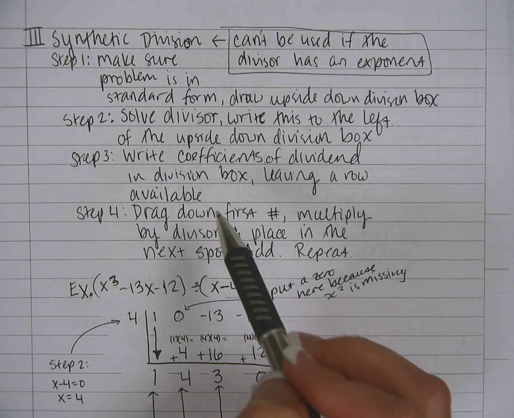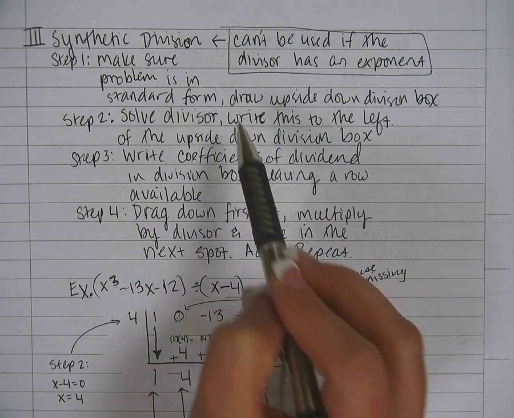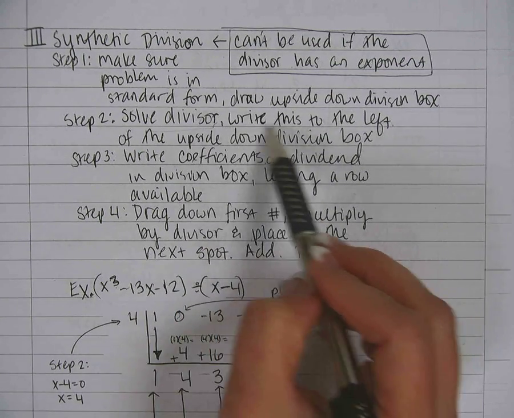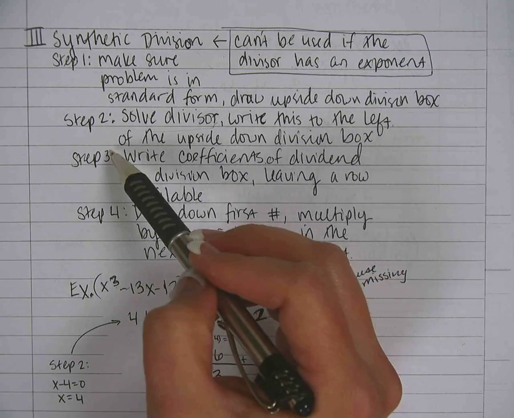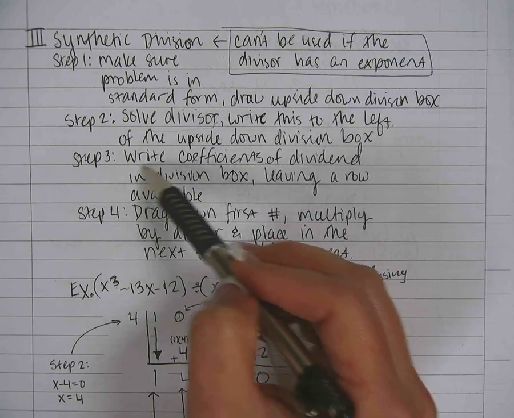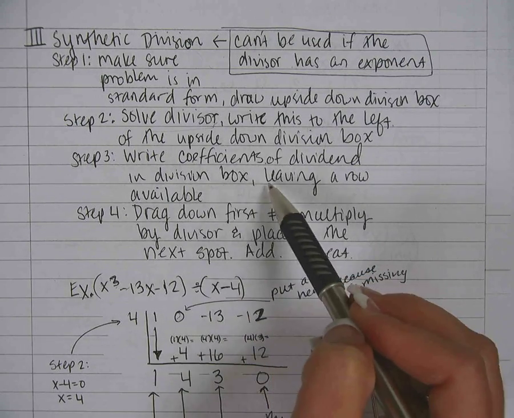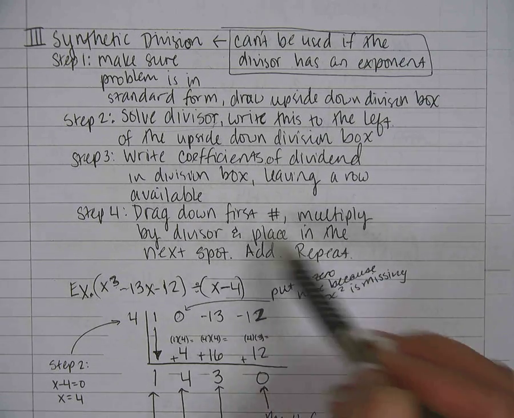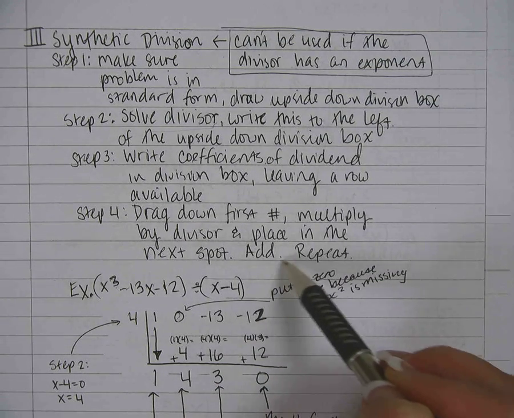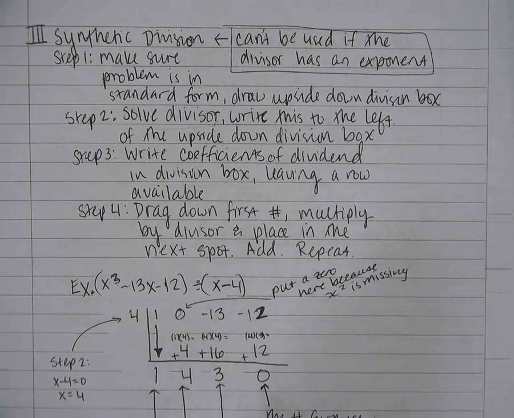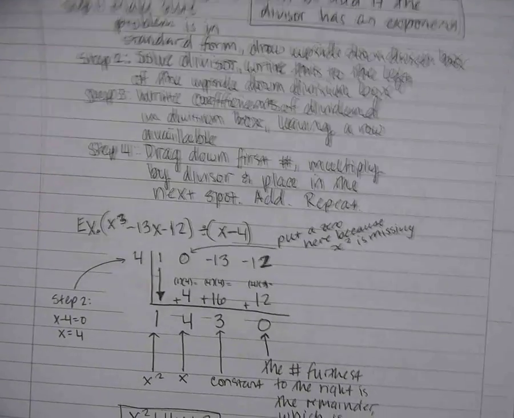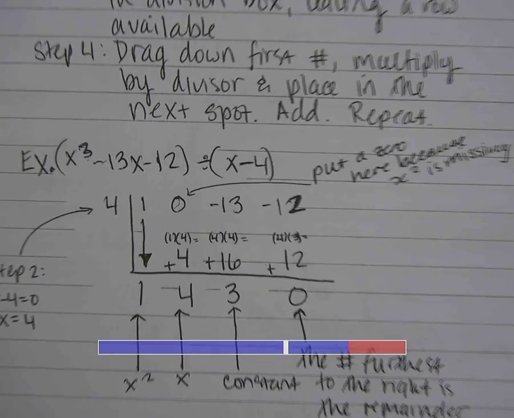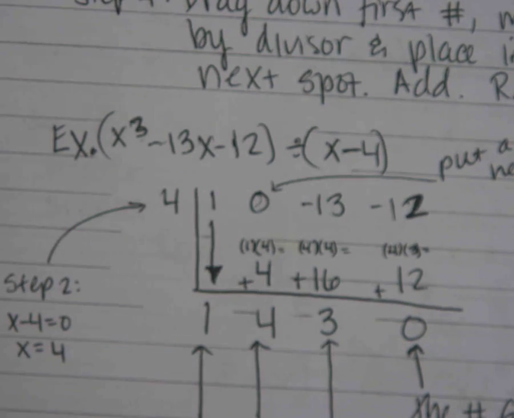Okay, so you want to make sure the problem is in standard form. And you're going to draw an upside down division box. You need to solve the divisor and write this to the left of the upside down division box. Write the coefficients of the dividend in the division box, leaving a row available to write. Write down your first number, multiply it by the divisor, and place it in the next spot. Add, repeat. It's brilliant. I'm going to zoom in on this so you can see the multiplication that I put in there. Now, I made this one really detailed to try to help you out.